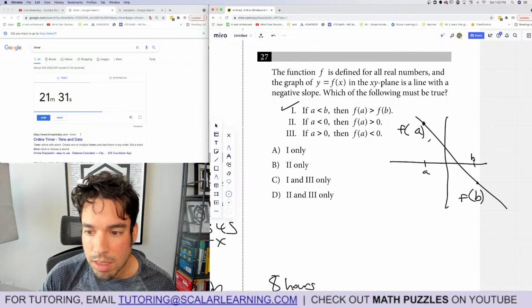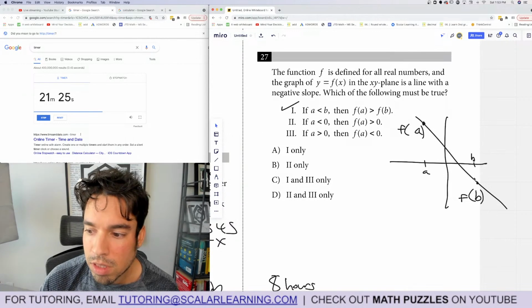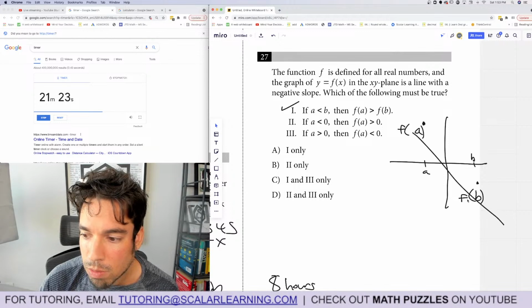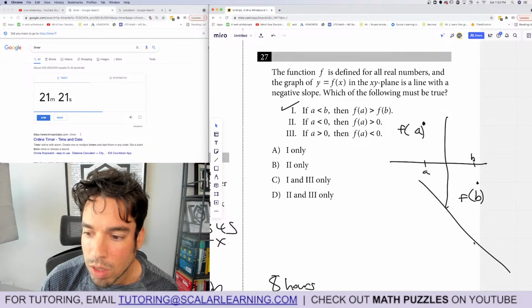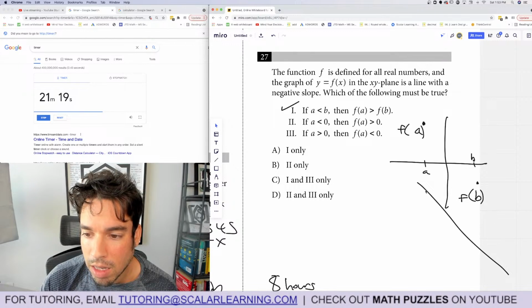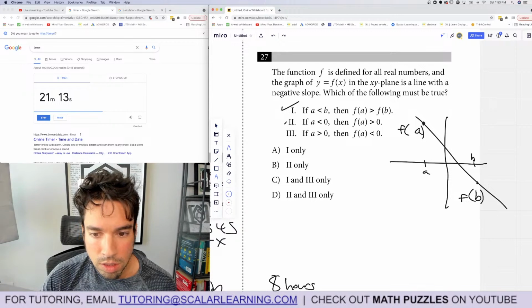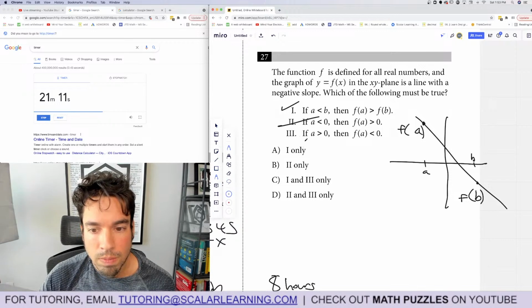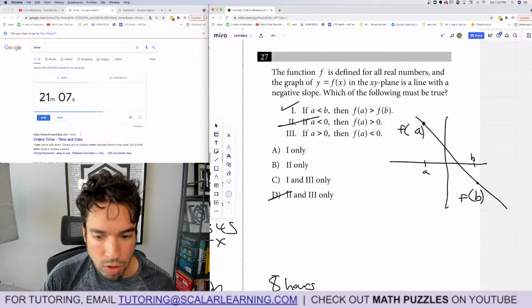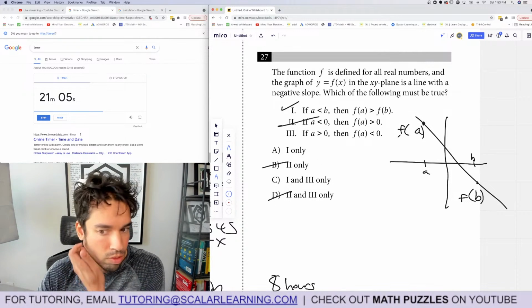If a is less than 0, then f of a is greater than 0. No, that's not true, because with a negative slope I could just move this line down, you get what I'm saying? And then even though a is negative, f of a would be negative. So this one is out. First of all, 1 is true. So now it's 3.